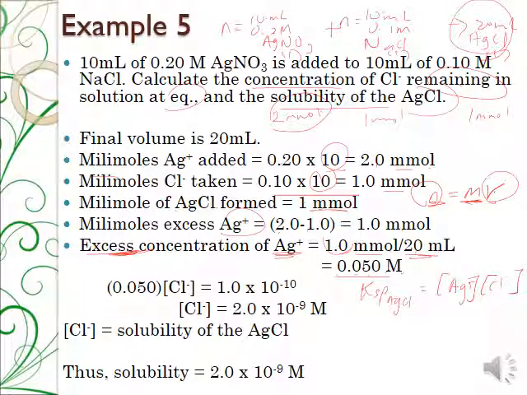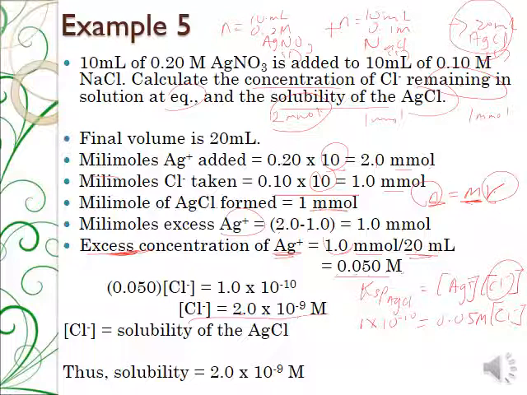Given the Ksp value from the appendix is 1 times 10 to the negative 10, and we have to find the excess concentration of silver, which is 0.05. So we can solve the chloride concentration, which is 2 times 10 to the power negative 9 molar. So we have solved the chloride remaining.